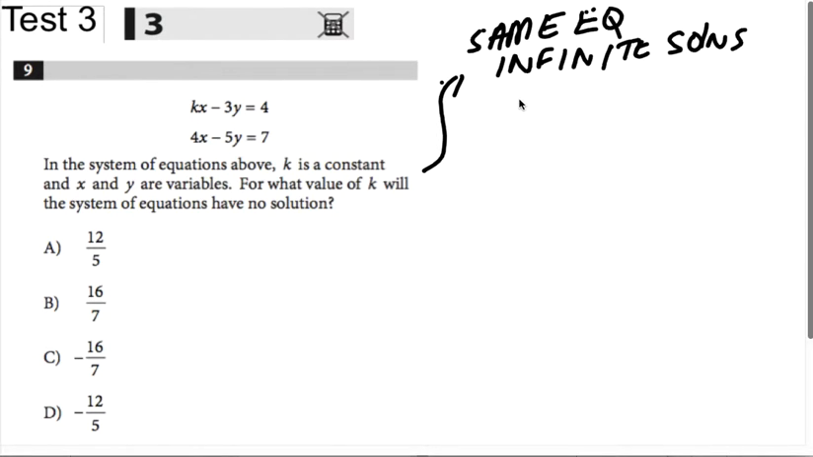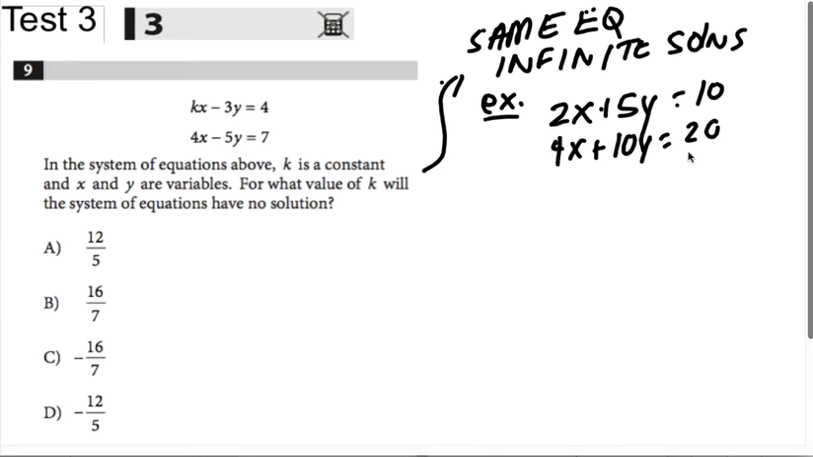So let's say, just as an example, I have 2x plus 5y equals 10, and 4x plus 10y equals 20. These are actually the same equation, right? Because if you just multiply this by 2, you get this equation. Oh, hey, that's the same equation. So there are infinite solutions, okay?